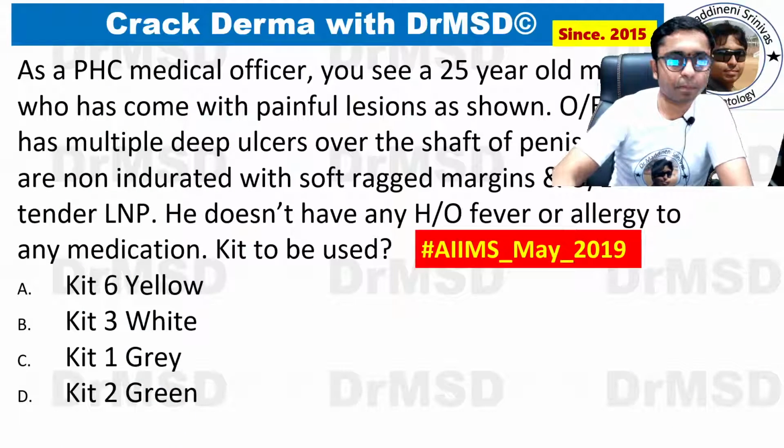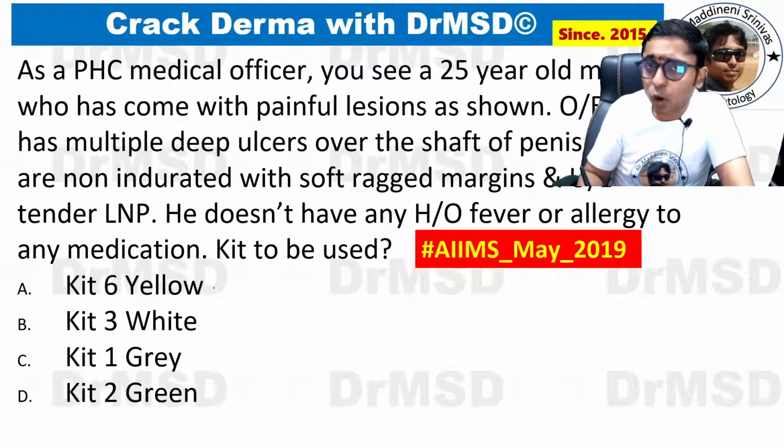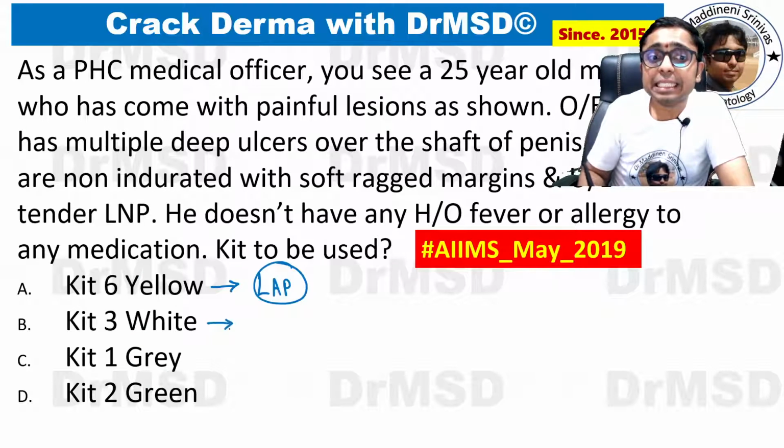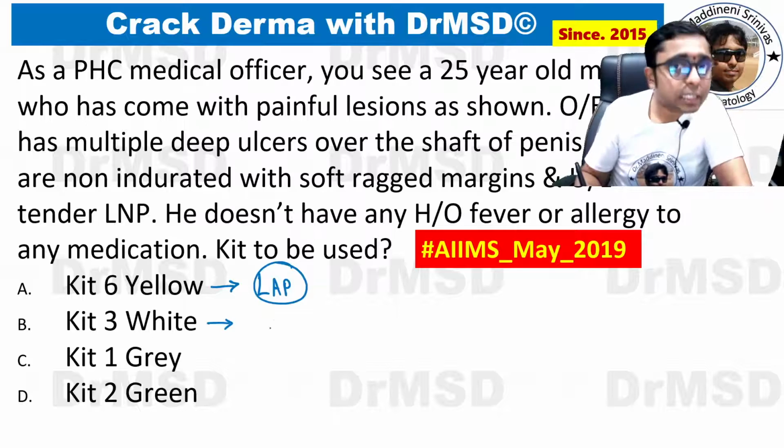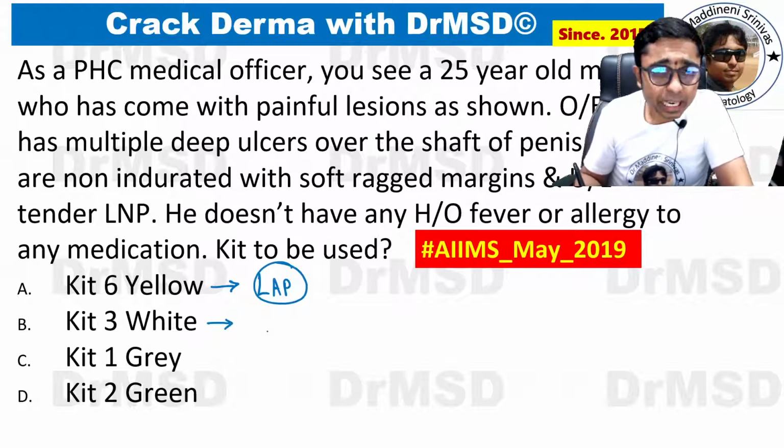Okay. So here in the question, the options were given as kit 6 yellow. I hope you all now remember that it is for lower abdominal pain. And yes, kit 3 is white color. It is for non-herpetic genital ulcer diseases. Okay, so that is the answer here.